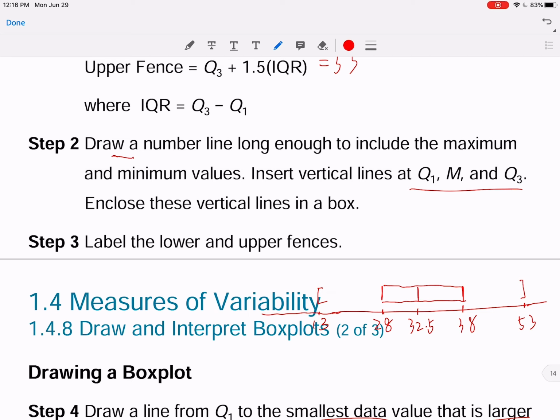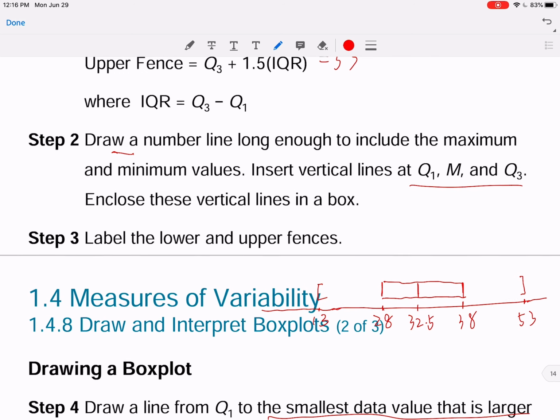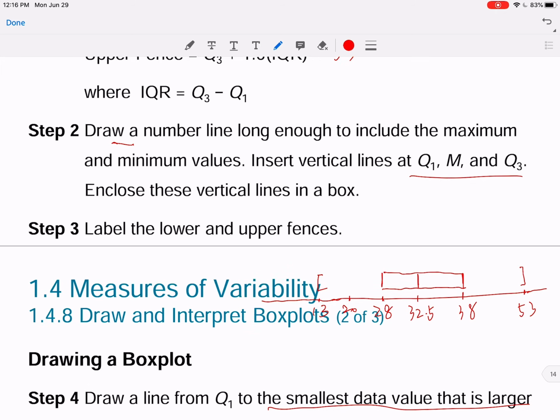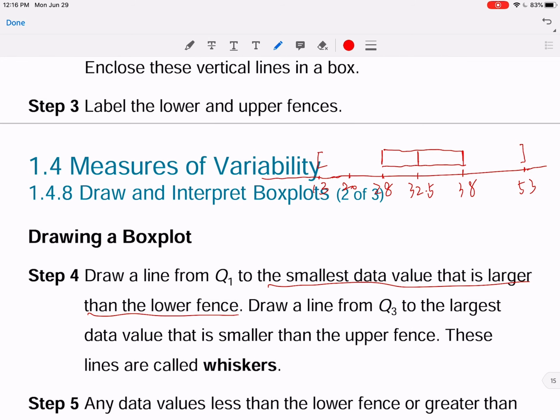So we just go ahead and find the minimum number, which is 20. 20 is somewhere over here, right? Draw a line from Q1 to the smallest data value that is larger than the lower fence. So we draw a line from here to here.